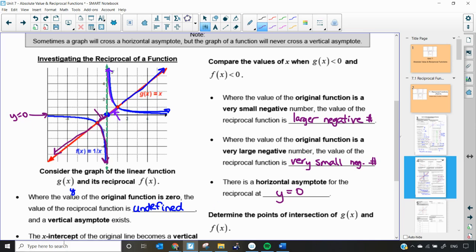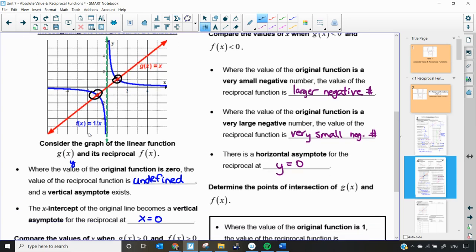Now we also want to take a look at where these two graphs cross each other. So I'm just going to erase some things here so we can look at the graph a little bit more closely again. If we take a look at where these graphs intersect, we have an intersection point right here, and we have an intersection point right here. And if you notice, where the value of the original function, the red function, is 1, our reciprocal function is also 1. And where the value of the original function is -1, the value of our reciprocal function is also -1.